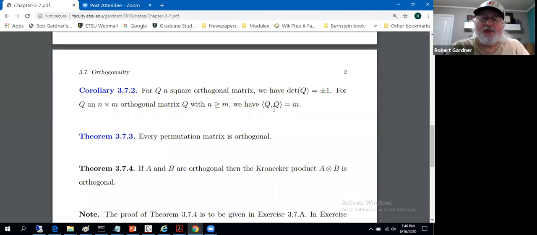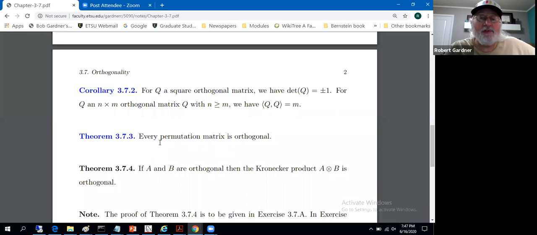Recall, we define the inner product of two matrices of the same size just by taking products of corresponding entries and summing them up. We did it by taking inner products of columns and adding the result up, but it's effectively multiply every entry of this thing by the corresponding entry of that thing and add them up, just like you do with regular old inner products of vectors in Rn.